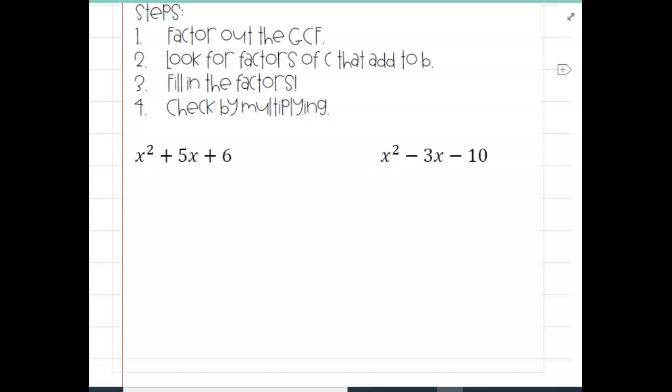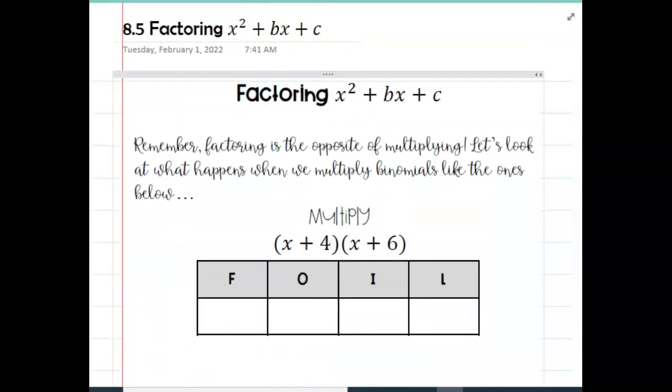We are going to learn the first two types of factoring. They're pretty similar. Anyway, let's start off with the idea of what factoring is, because before you can learn how to factor, we absolutely have to understand what factoring is. Factoring is the opposite of foiling.